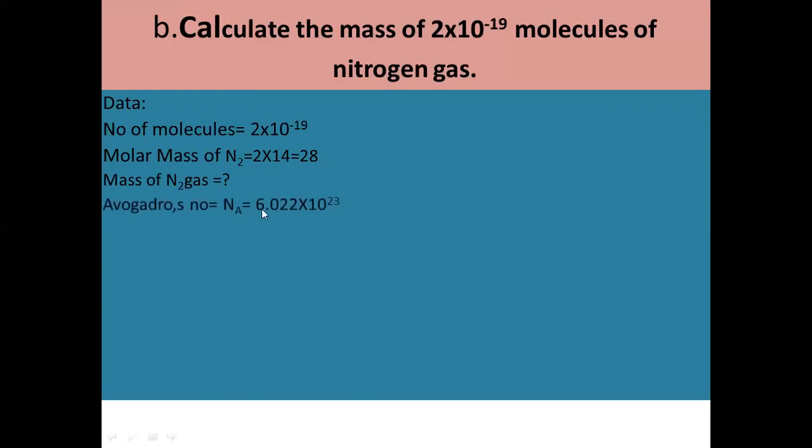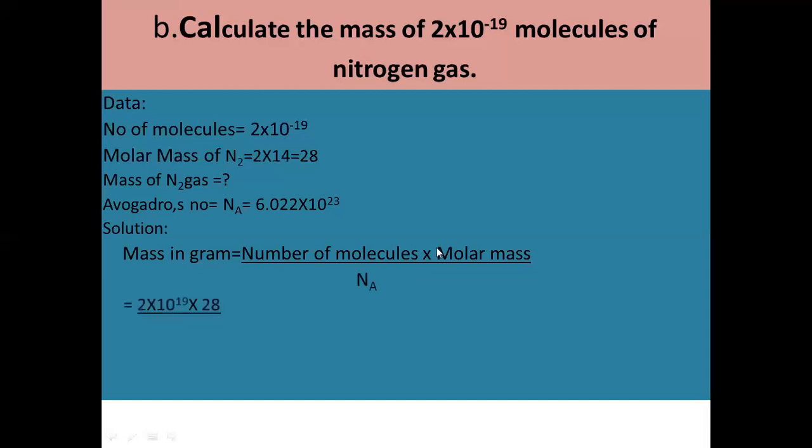Avogadro's number, I told you, you have to learn it. And now by using the formula of mass in grams is equal to, in this time we will use number of molecules. In the previous slide, we used number of atoms. So number of molecules into molar mass over Avogadro's number. Now by putting the values, number of molecules are 2 into 10 raised to power 19 into molar mass of nitrogen 28. Avogadro's number is 6.022 into 10 raised to power 23. Again, I told when this 23 will go up, it becomes minus 23. The answer is 9.3 into 10 raised to power minus 4 grams.